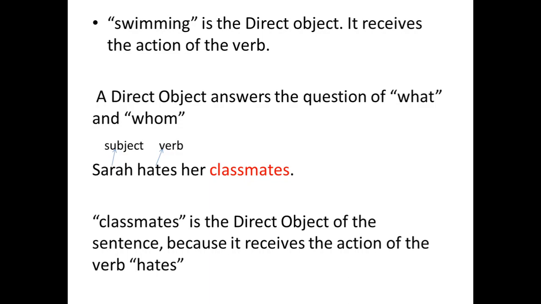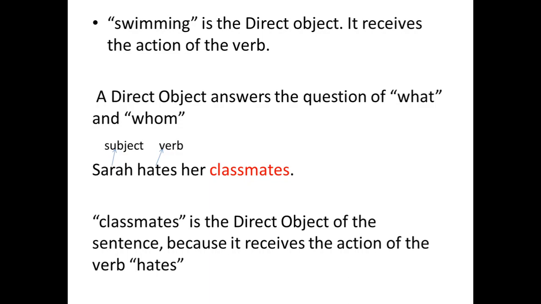So we made the question, Sarah hates whom? Or we can say, whom Sarah hates. By saying that, we get classmates, right? Sarah hates her classmates. So classmates here is the direct object. How do we know? Because classmates receives the action of the verb hates. Sarah hates whom? We don't know. We don't know it. So, classmates. Sarah hates her classmates.